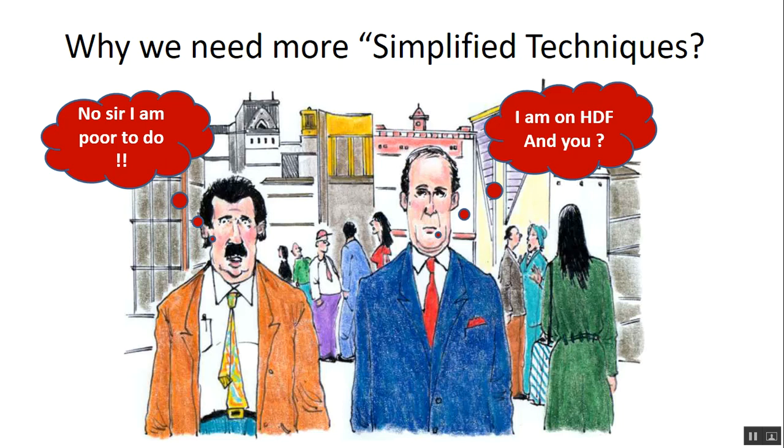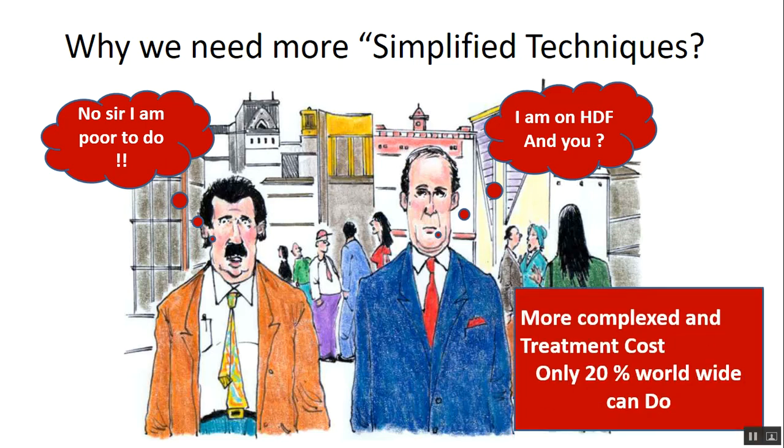وبالتالي محتاجين حاجة ما بين الاثنين، ما بين ال HDF وال regular hemodialysis، بحيث إن احنا can approach uremic toxin removal equivalent للهيمودايفلتريشن. وبالتالي ال HDF is more complex and costly, only 20% worldwide can do.